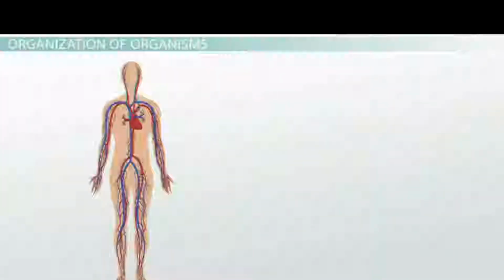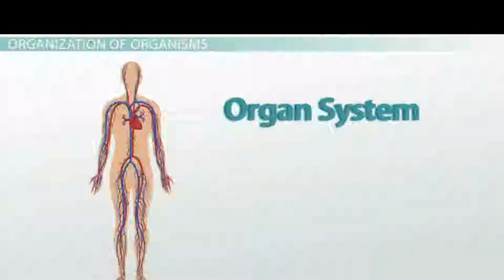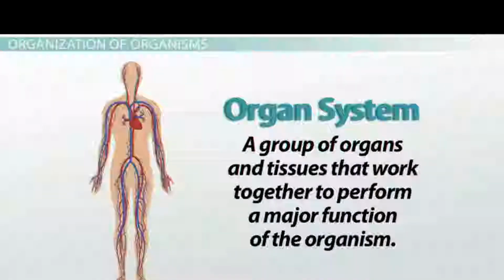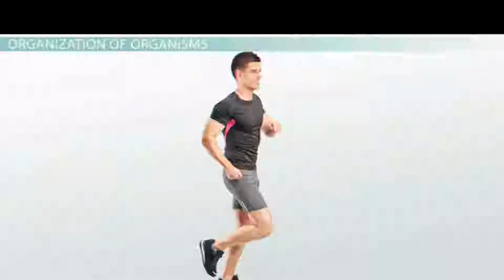But we're not done yet. There's another level of organization above organs, and that is the organ system, which is a group of organs and tissues that work together to perform a major function of the organism. Let's go back to our heart example. The heart is one organ within the circulatory system, which is composed of the heart, blood vessels, and blood. The heart pumps blood, but the whole circulatory system working together circulates blood throughout the body. And finally, the last level of organization is the organism itself, which as a whole is capable of all essential functions.